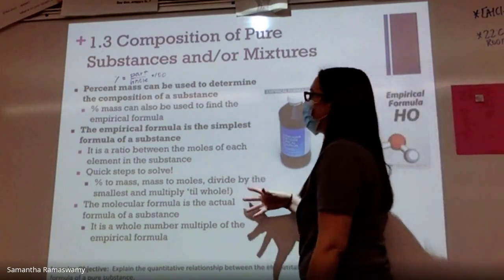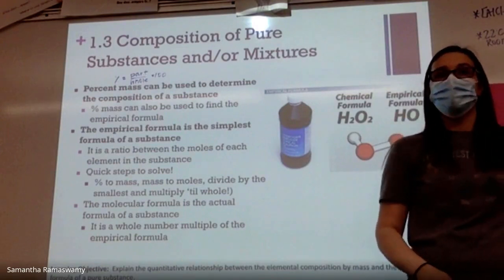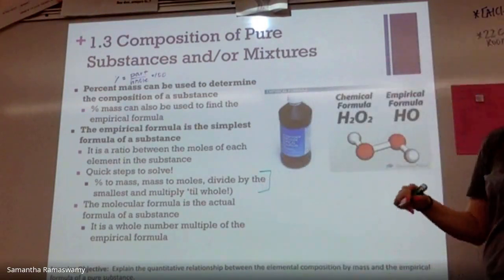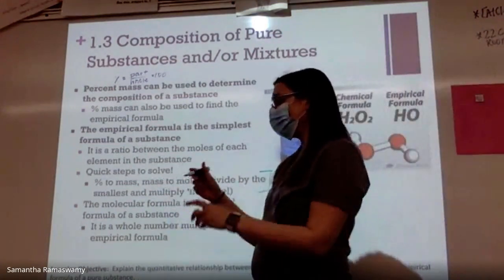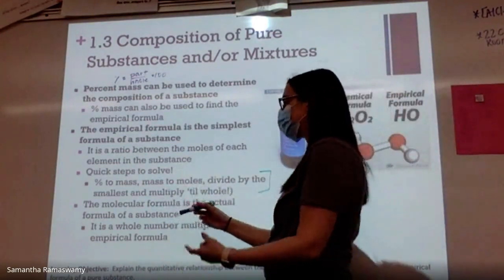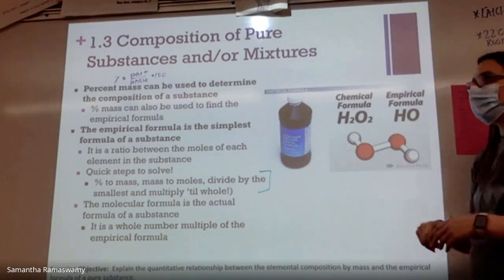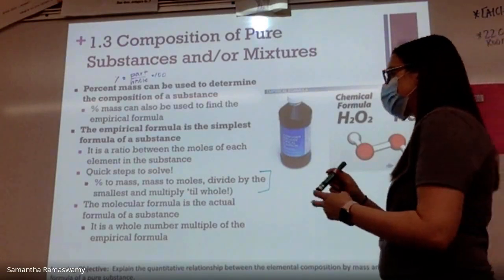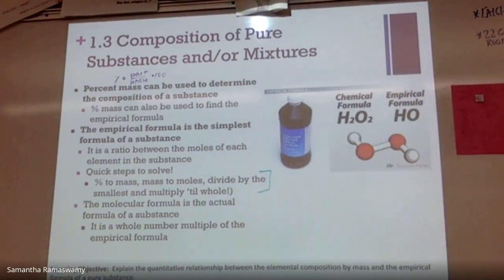If you need to solve for an empirical formula, we see this a lot in multiple choice. They make you do this without a calculator, but they give you numbers that you can divide easily. Here are your steps. Percent to grams. If they tell you you have 50%, 25%, and 25%, drop the percent and just put a G for grams. So percent to grams, grams to moles, divide by the smallest, multiply till whole.